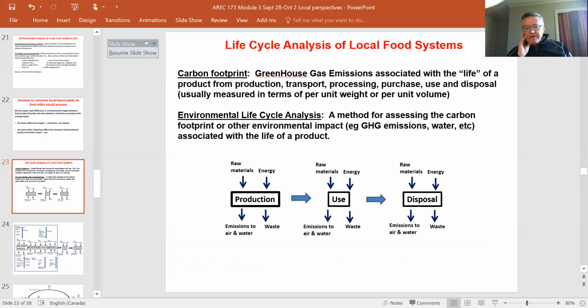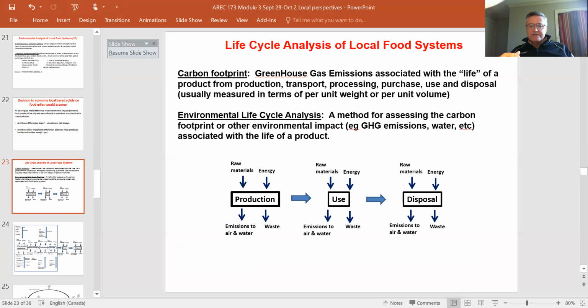How do we do that? One thing we do is what we call a carbon footprint. We might think of the greenhouse gases associated with a product, and the best way to do that is to think about the whole life of the product. The product comes alive during a production process. It lives part of its life on the farm. It's transported. It lives part of its life in processing. Then it's moved into wholesale and retail and purchase. Then it's used, and then it's disposed of.